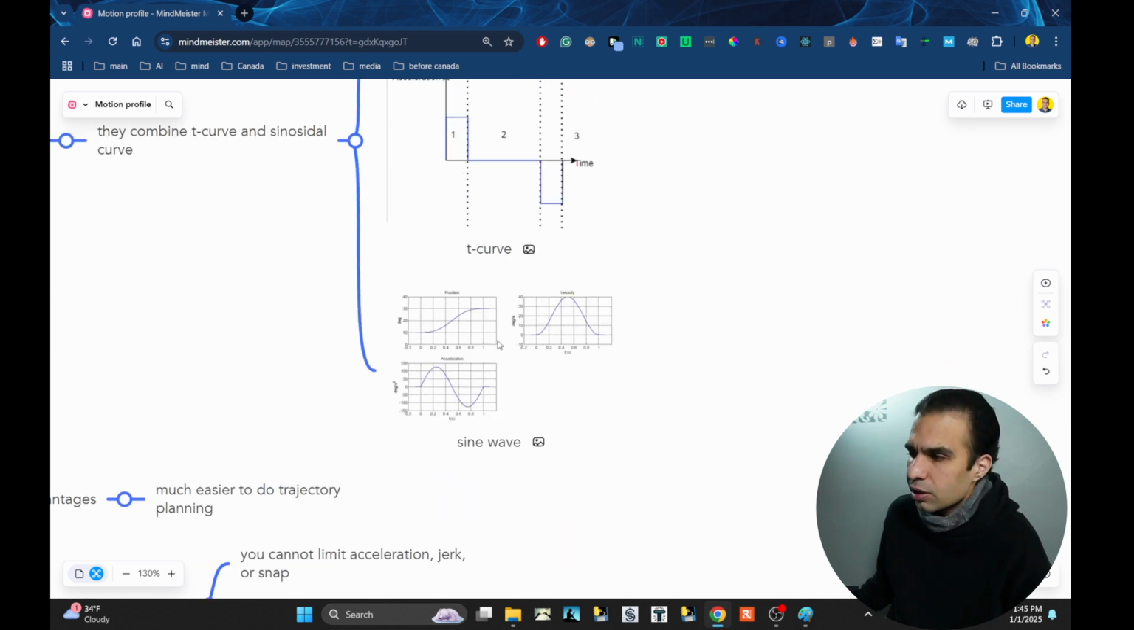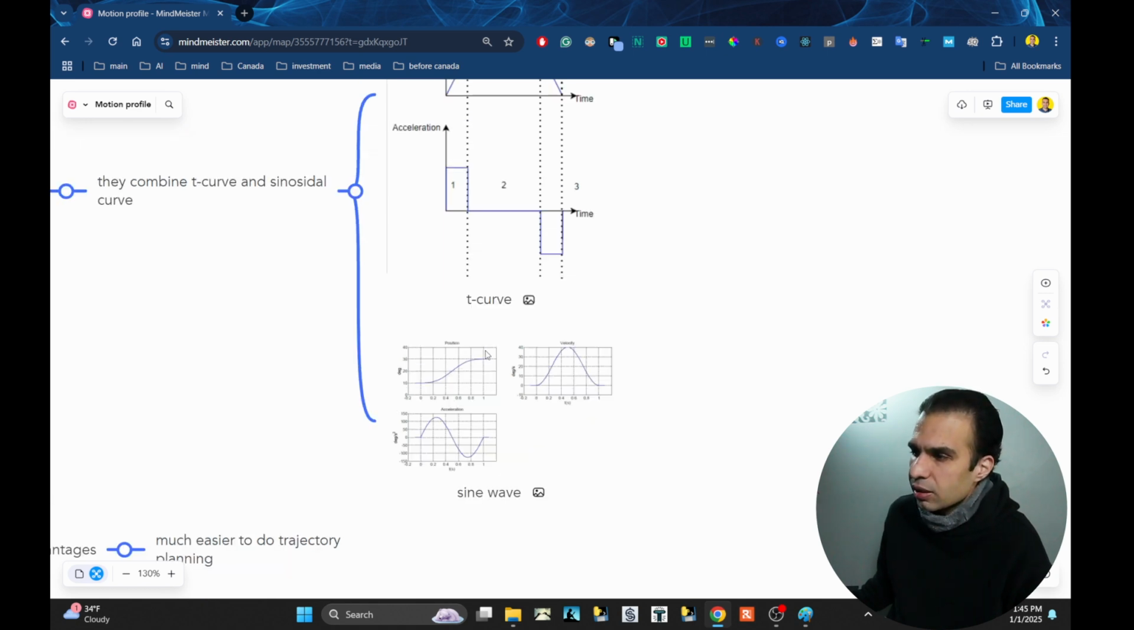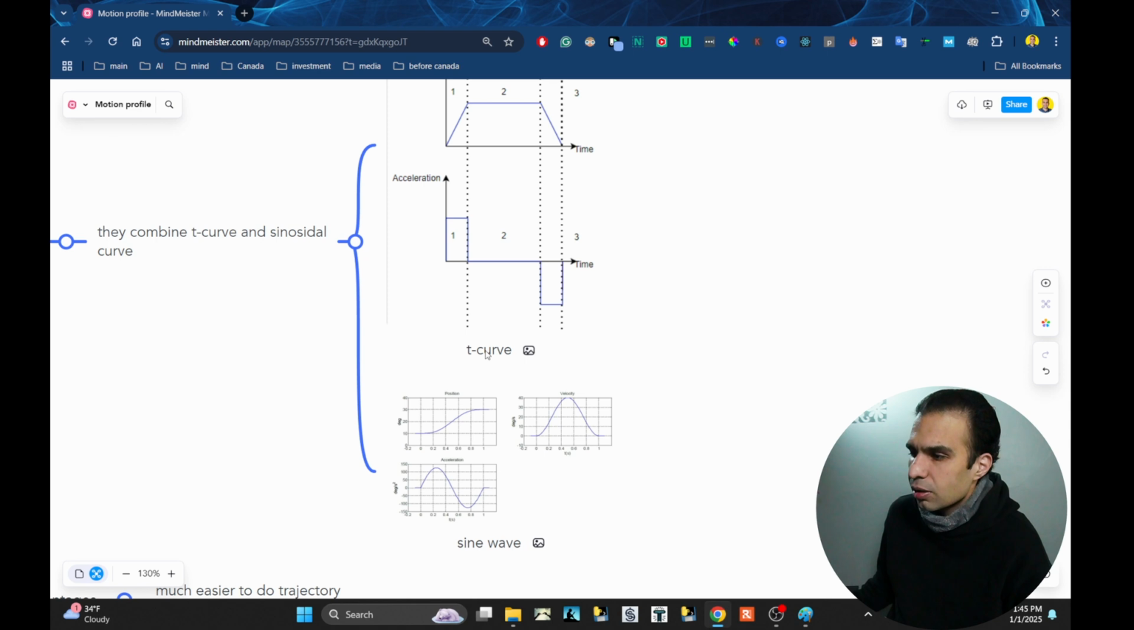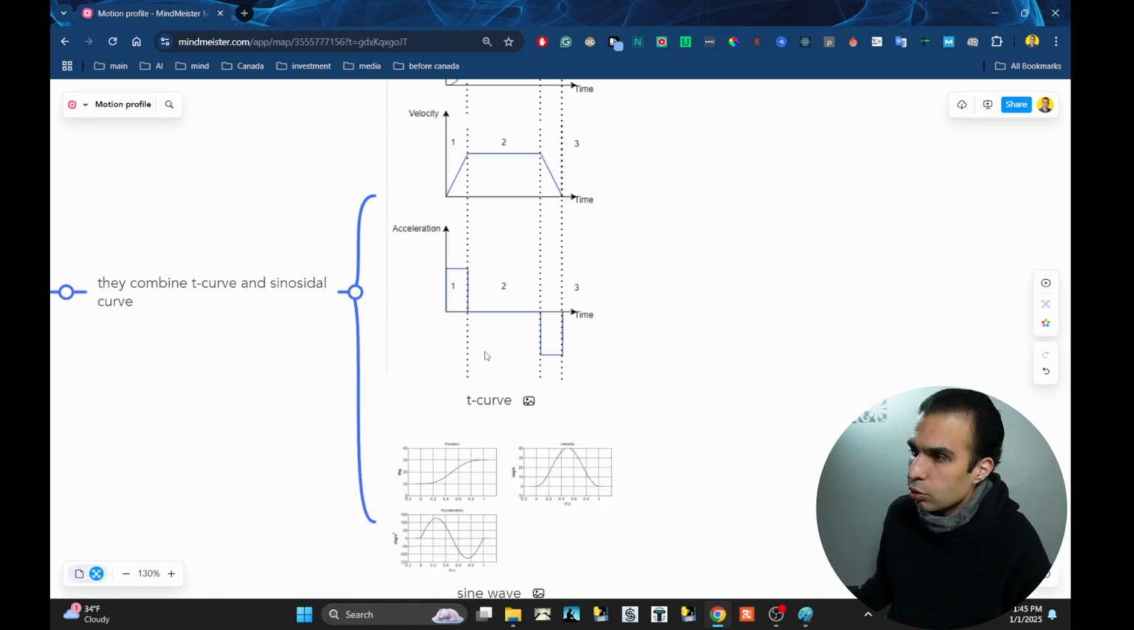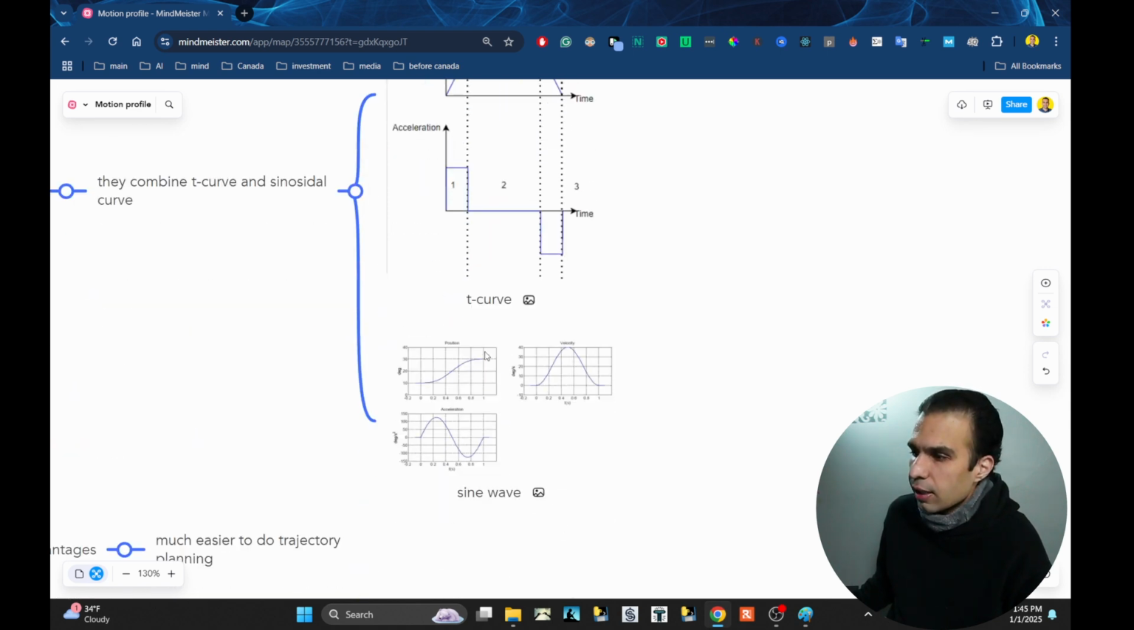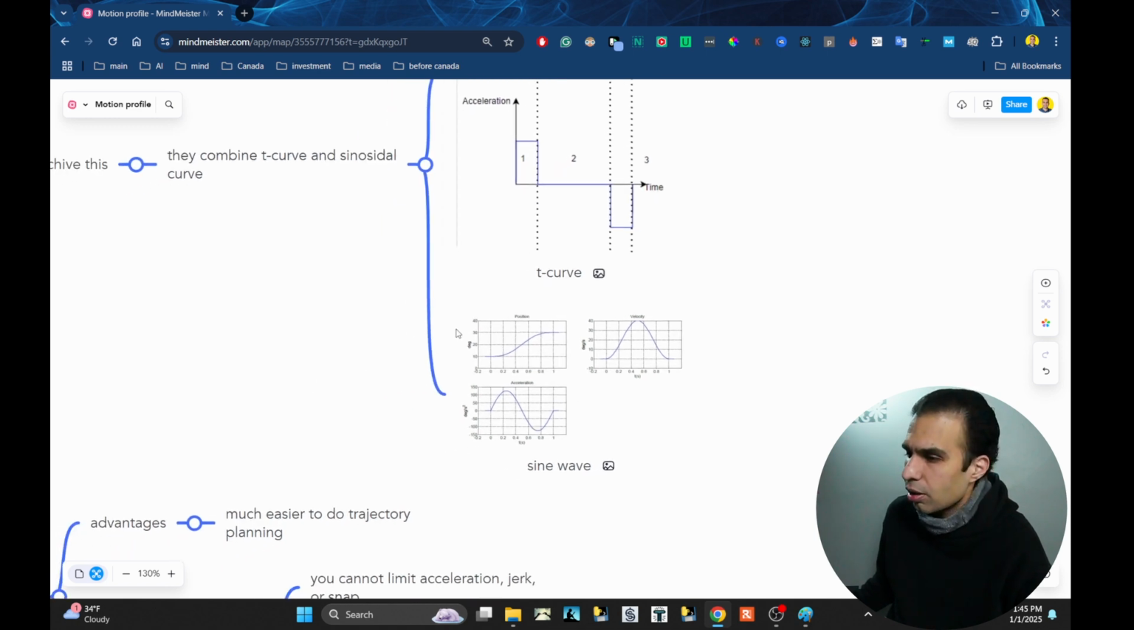So the formula is a mixture of the two somehow. Some portion of the calculation is done the way we do it for a normal T-curve, and some portion is done the way we do it for the S-curve. Just to give you some idea how this is done.